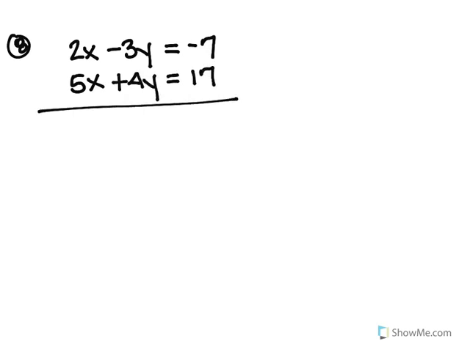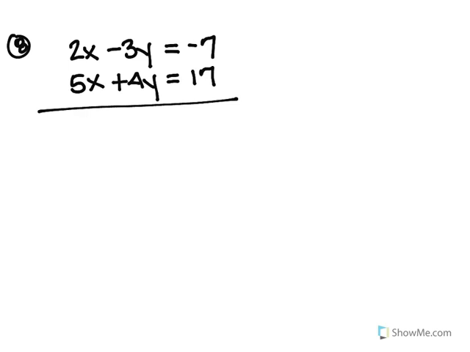Example 8, 2x minus 3y equals negative 7, and 5x plus 4y equals 17. Now, this particular one, I don't have a single x or y, meaning my coefficient was 1. If you notice, on my x's, I have 2 and 5, and on my y's, I have negative 3 and a positive 4. So I'm going to have to multiply both the top and the bottom by something that will give me a common number.